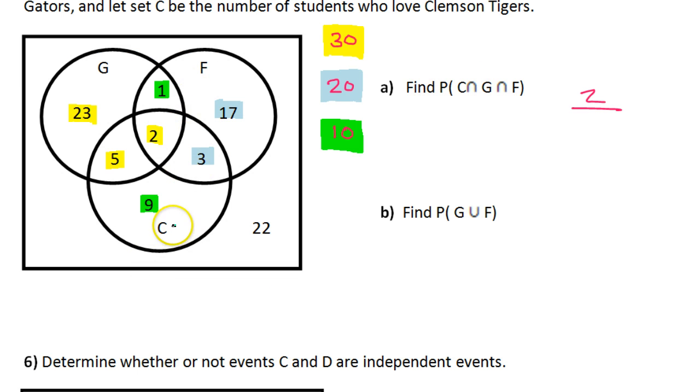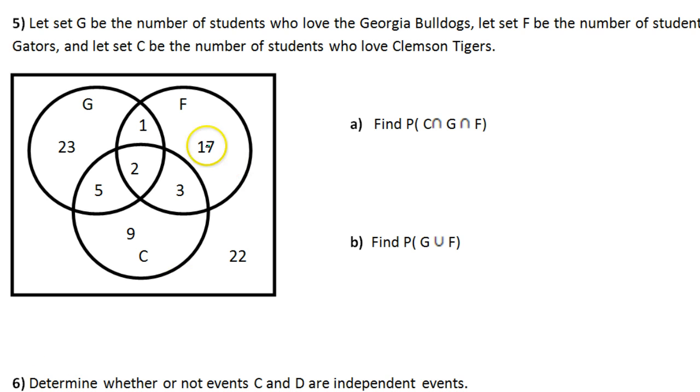Alright, I counted up the numbers this way. The yellow numbers added up to 30. The blue numbers add up to 20, and the green numbers add up to 10. So that's 60 so far. But let's not forget the 22, who are outside, but yet part of the survey. So the total is 82.